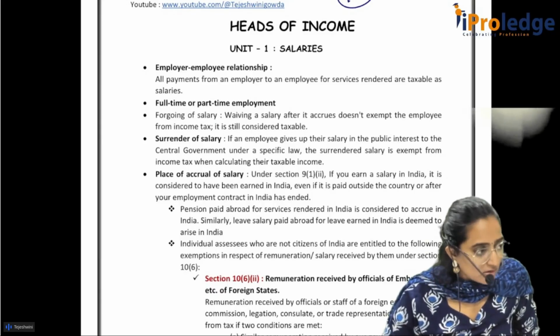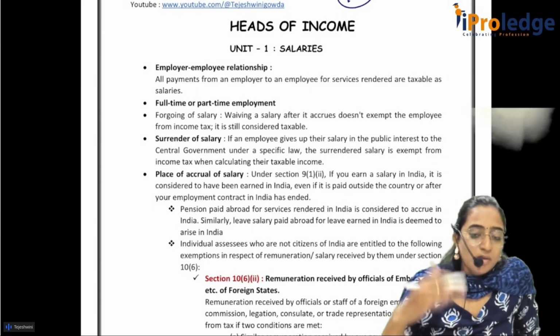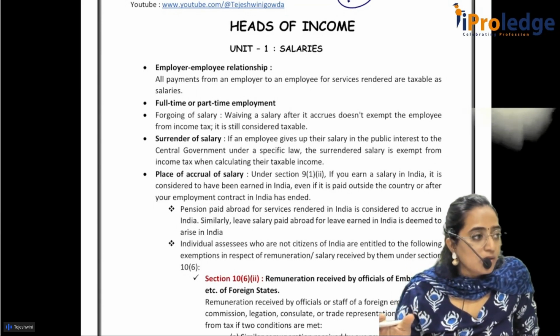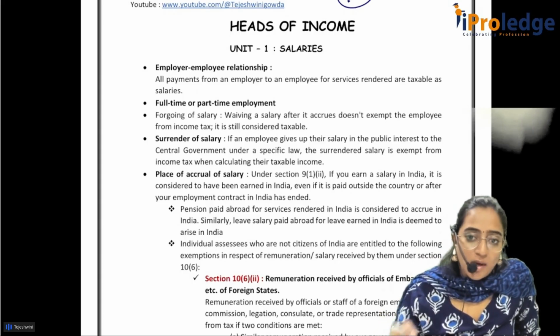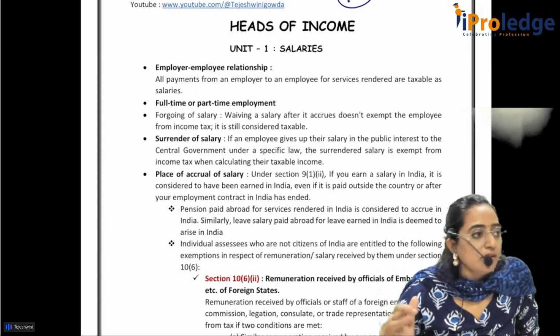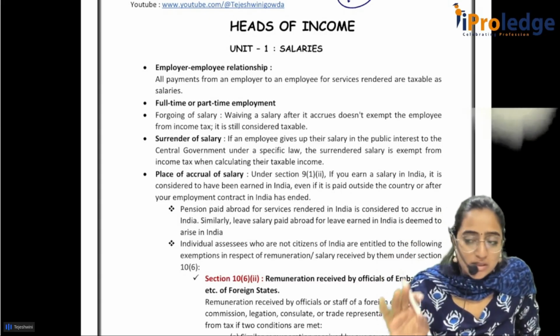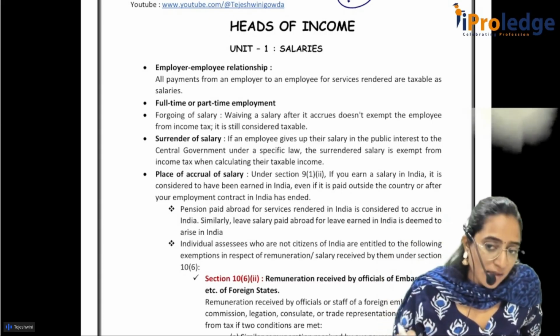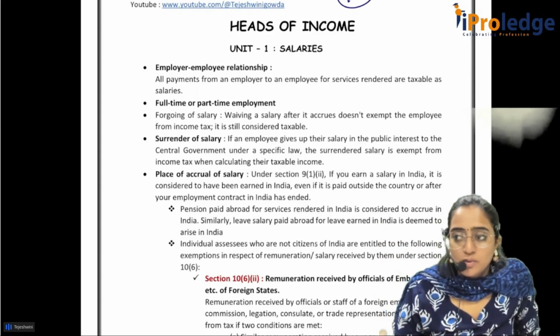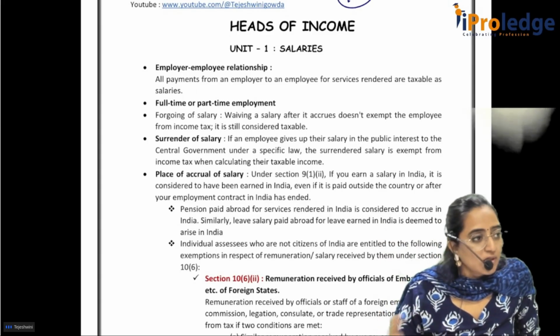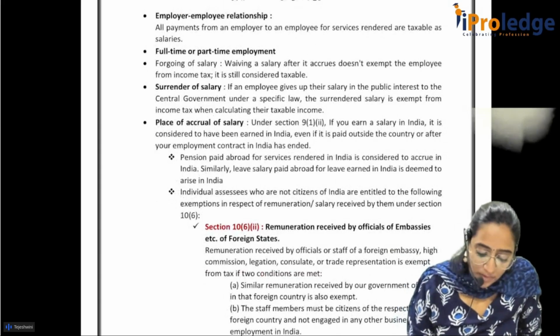One time you surrender the salary to the government, that is gone, no? At that point of time, the government has the track that you have actually surrendered the money. So if you surrender your salary to the central government, then your salary would be exempted from tax. Logical.